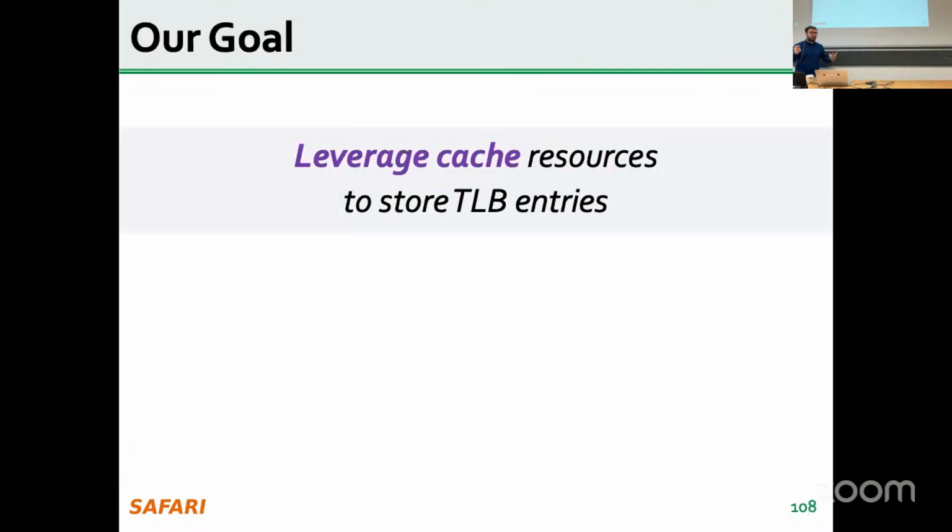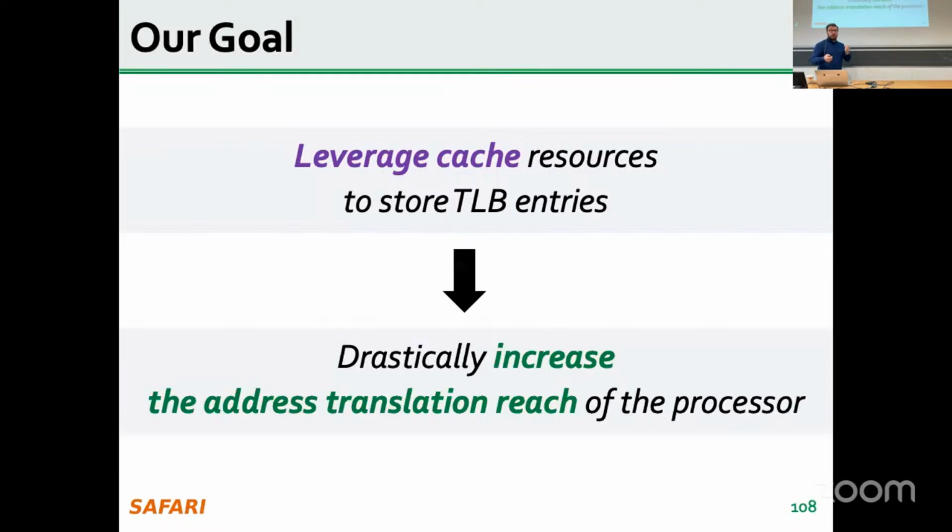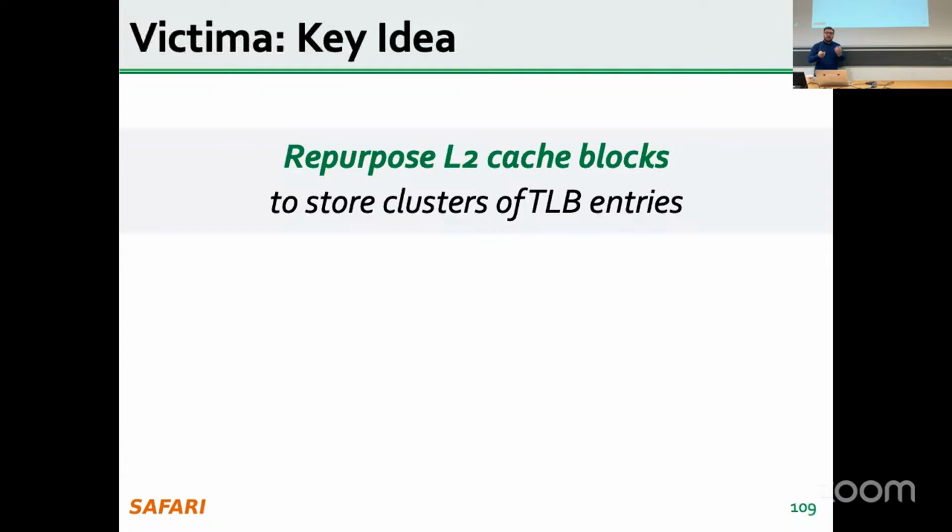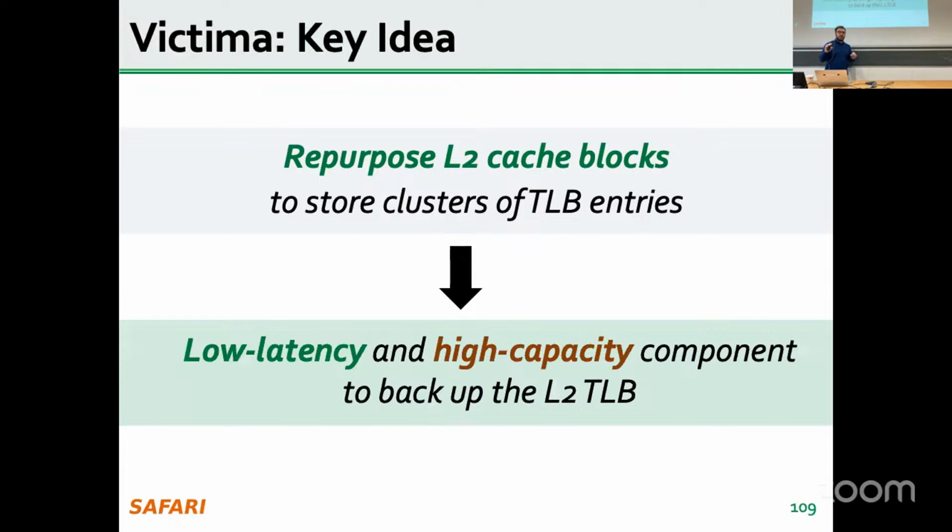What's the overview of Victima? The goal is to leverage the cache resources to store TLB entries, and we do this to drastically increase the address translation reach of the processor. The key idea is to repurpose the L2 cache blocks to store clusters of TLB entries. So we have a low latency and high capacity component to back up the L2 TLB.